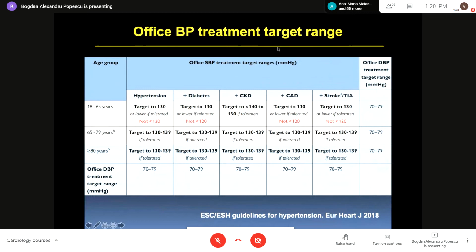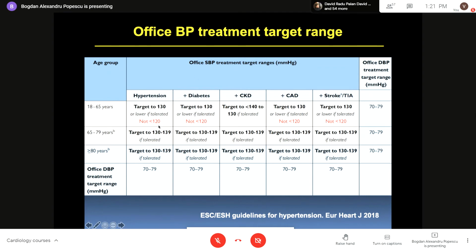What about the range of pressures that we use? I showed you yesterday that we have different values for different settings. So this is for office systolic blood pressure ranges. And then you see that based on the age and based on the coexistence of other problems, you may have different targets. And this is important to look at.